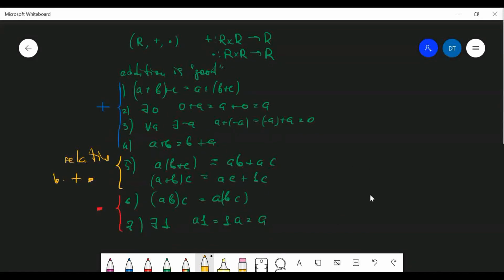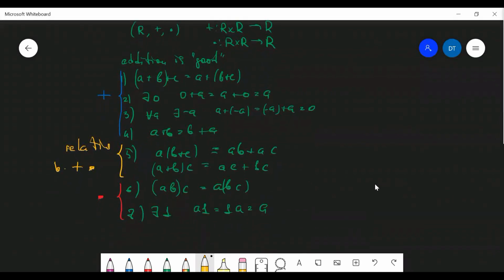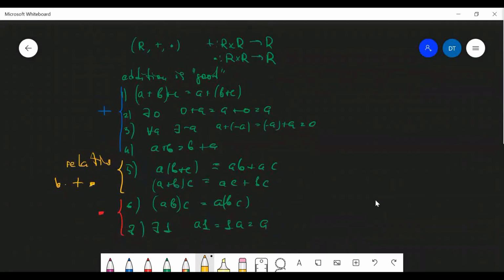Okay. Are there any questions related to this definition?